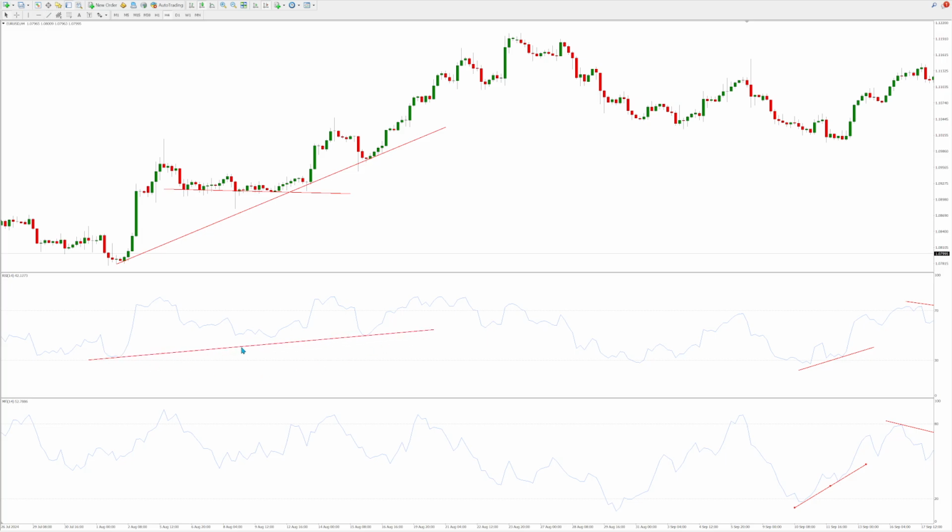Again, on the RSI divergence to the upside, and to be fair, the MFI divergence to the upside as well. So they're both telling you something very similar.